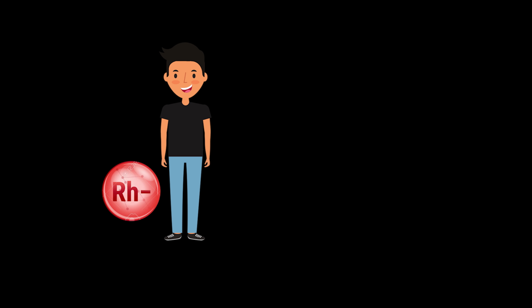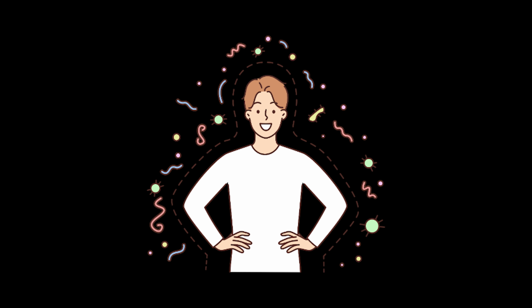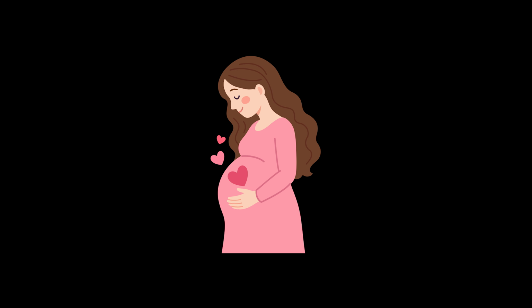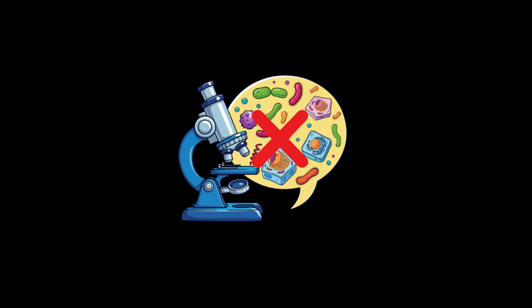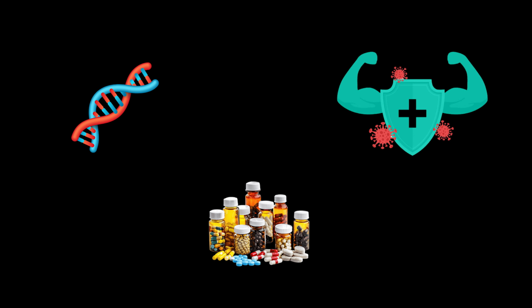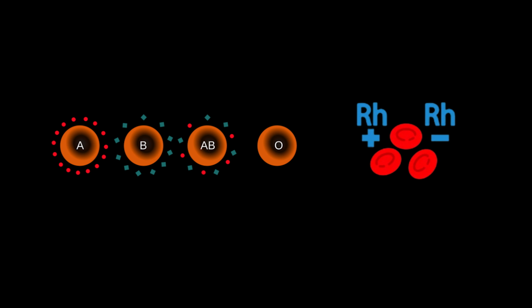Rh matters because if an Rh negative person receives Rh positive blood, their body can create anti-D antibodies. Future exposure could trigger a strong immune reaction. This becomes especially important during pregnancy when an Rh negative mother carries an Rh positive fetus. Microbiology? No. Genetics, immunity, and fetal medicine all collide here. Doctors prevent complications with a medication called RhoGAM. But ABO and Rh are only the beginning.